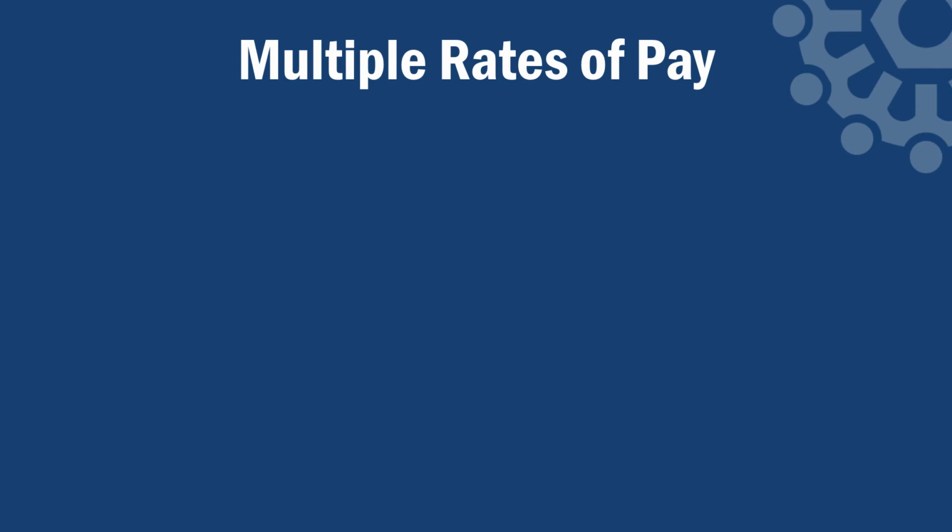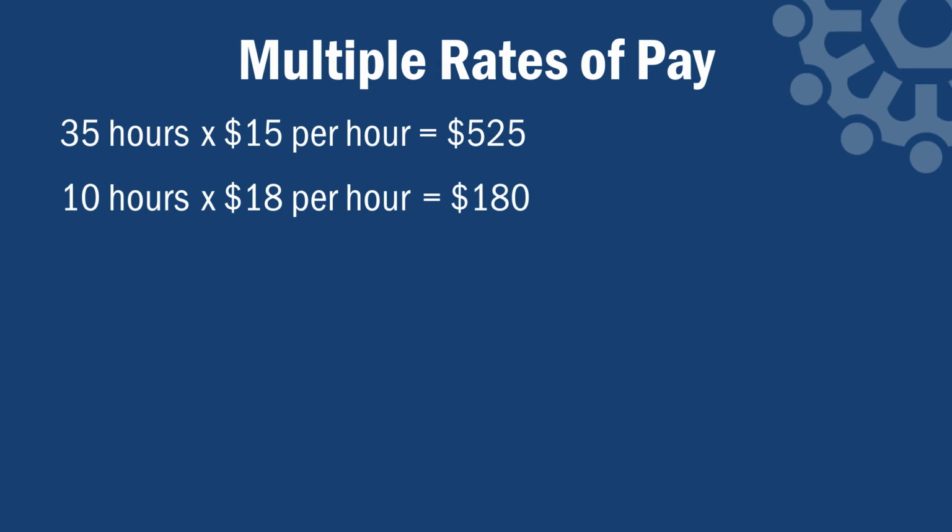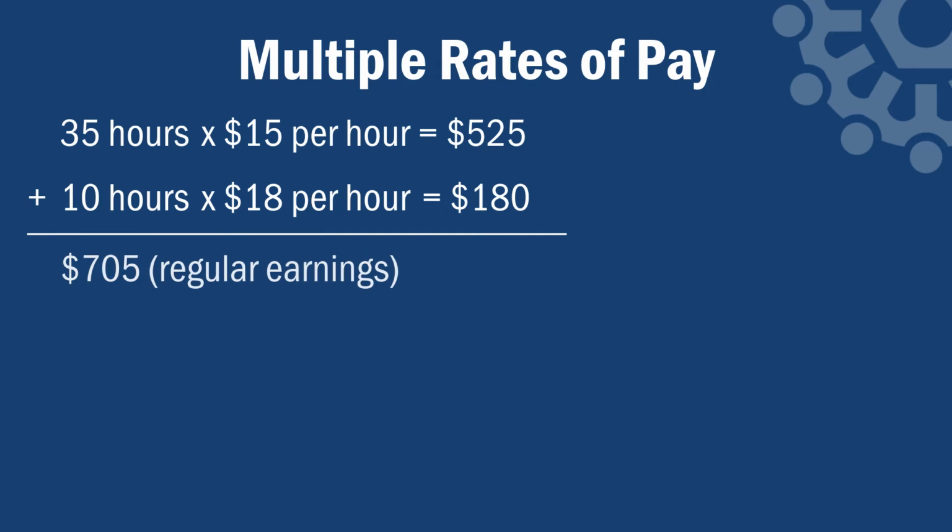First, we have 35 hours at $15 per hour. 35 times 15 equals $525. Next, we have 10 hours at $18 per hour. 10 times 18 equals $180. Now, we must add these two totals, 525 plus 180 equals $705. $705 is our regular earnings total.